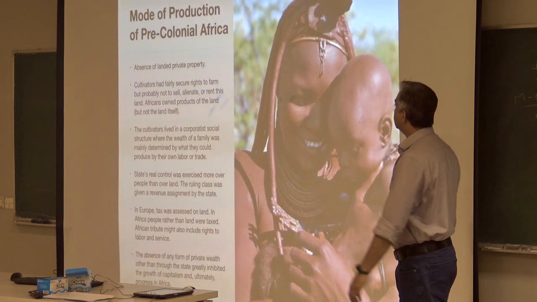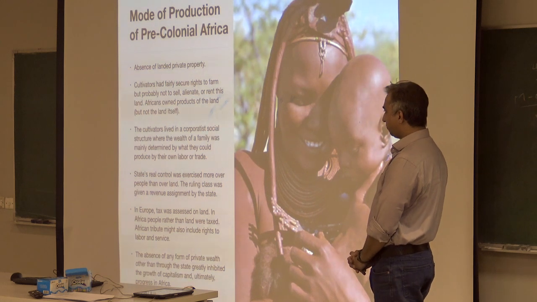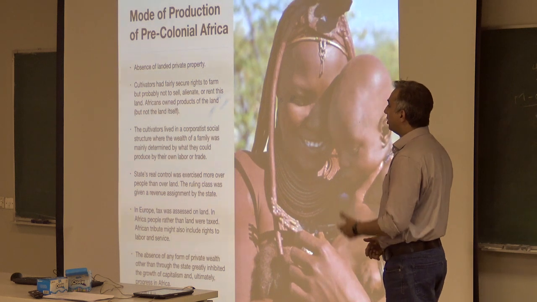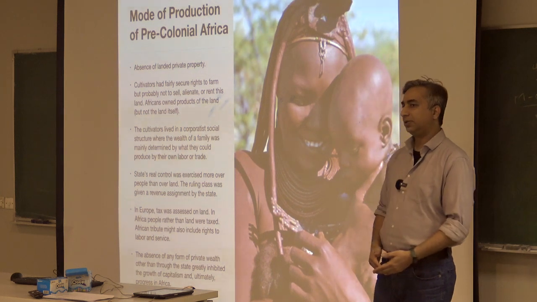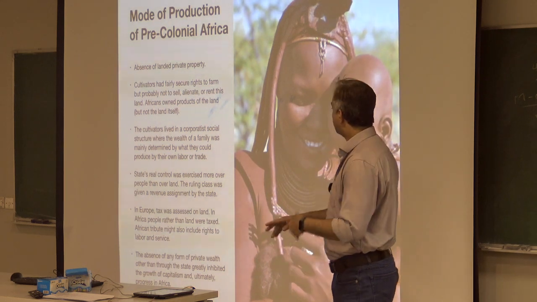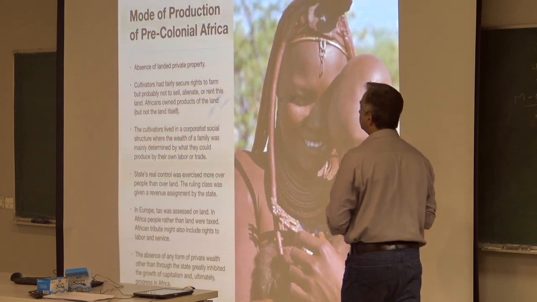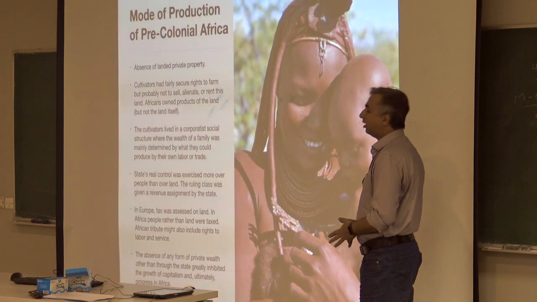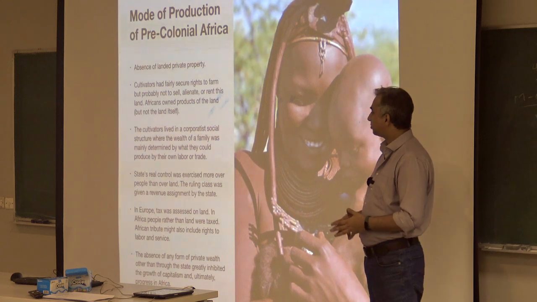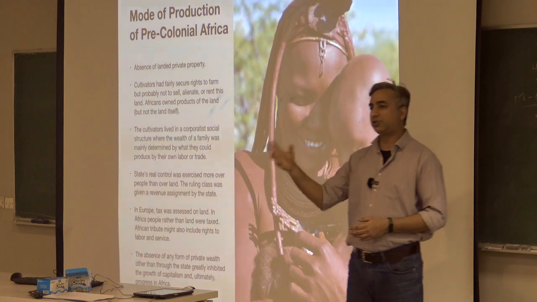Exactly, exactly. The cultivators lived in a corporatist social structure where the wealth of a family was mainly determined by what they could produce by their own labor or trade. Whatever work you have done will determine your family's more or less wealth. Out of that, obviously, a portion you also have to pay to the ruling class. State's real control was exercised more over people than over land. What an interesting idea. The ruling class was given a revenue assignment by the state, that from here you have to go and extract revenue.